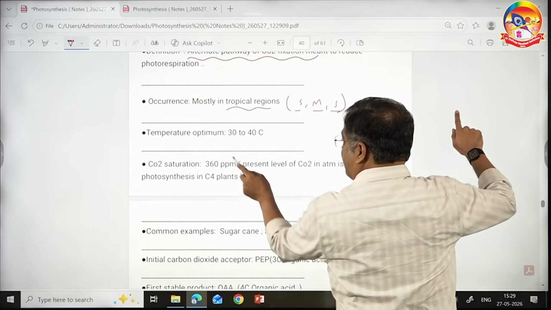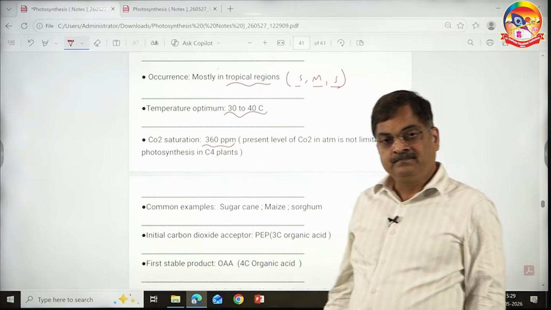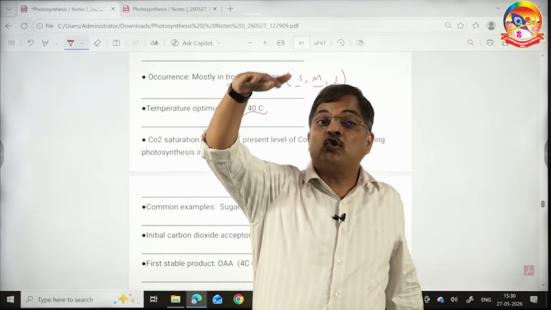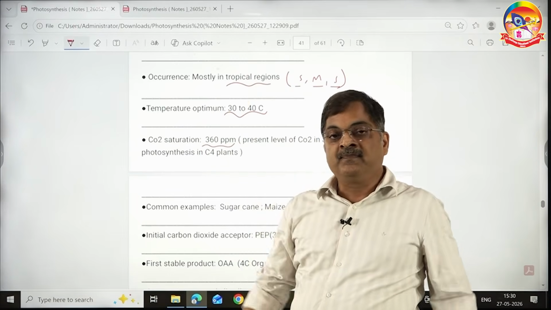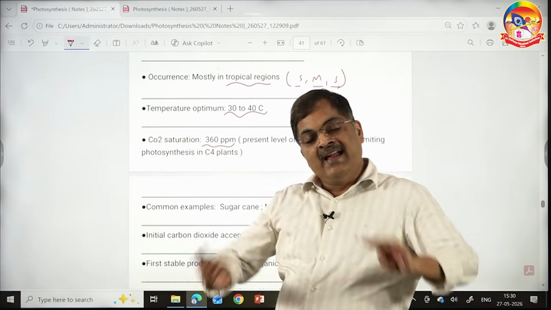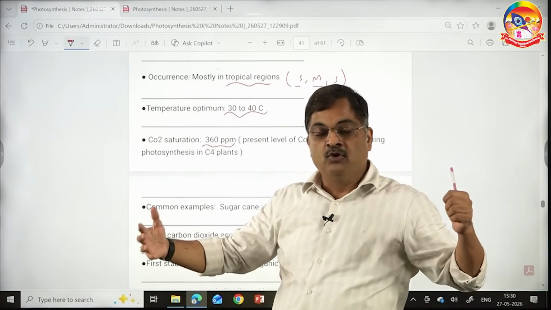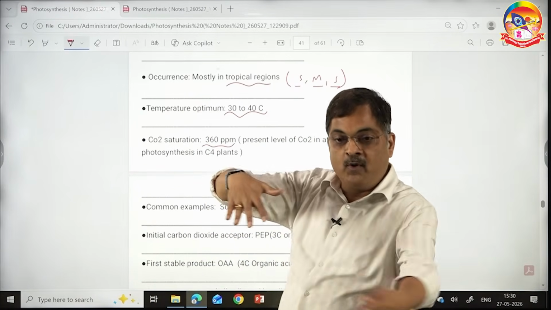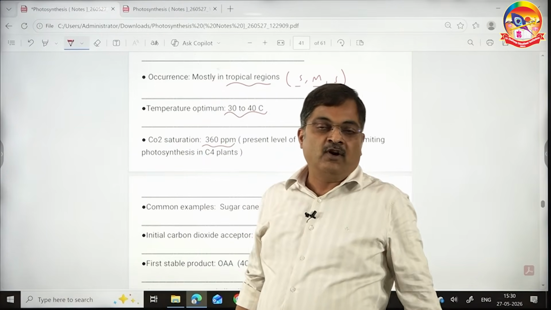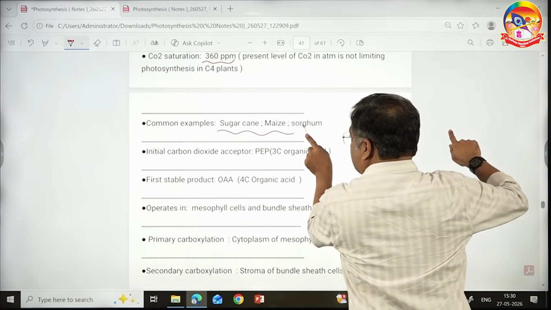And in tropical regions, temperature is more? Yes. Carbon dioxide saturation is 360 ppm in the atmosphere. Saturation means highest photosynthetic activity, 360 ppm. So it means that the present level of carbon dioxide in the atmosphere is enough for a C4 plant to reach saturation. You need not enhance CO2, or use a chopper to fumigate the fields with CO2, or, as in advanced countries, grow them in greenhouses. It's not needed. Common examples: sugarcane, maize and sorghum.